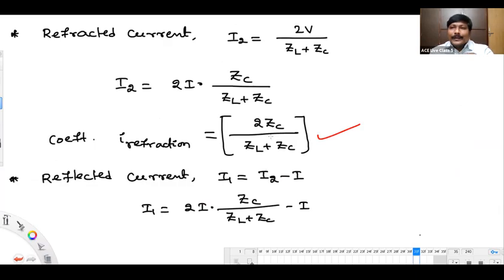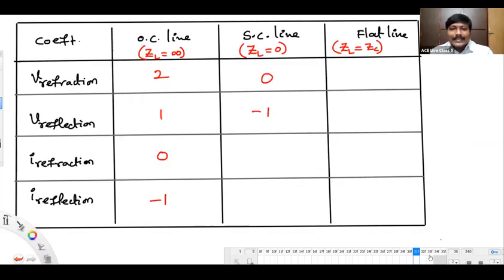I refraction will be 2 ZC by ZL plus ZC. If you keep ZL 0, 2 ZC by ZC, ZC cancels out and it will be 2. What is I reflection? Negative of V reflection, so it will be plus 1. If you take up the flat line, you may get this like 1 0 1 0. So I think all of you are getting it.